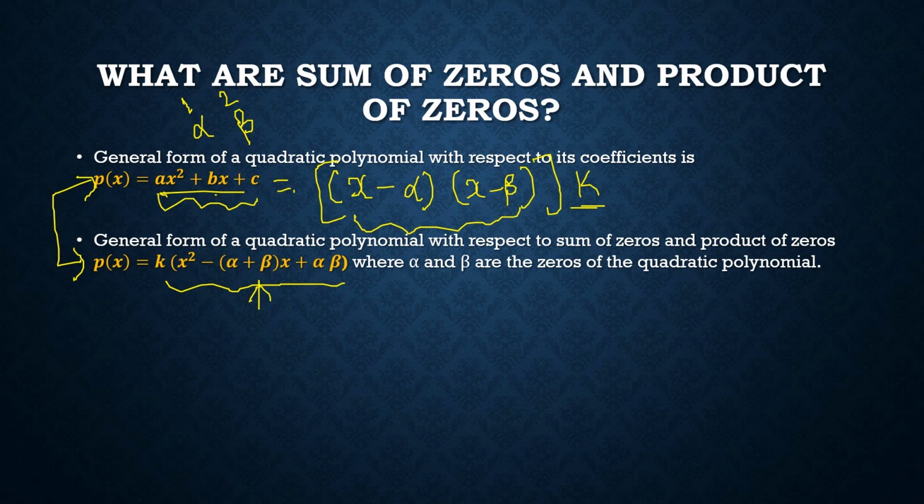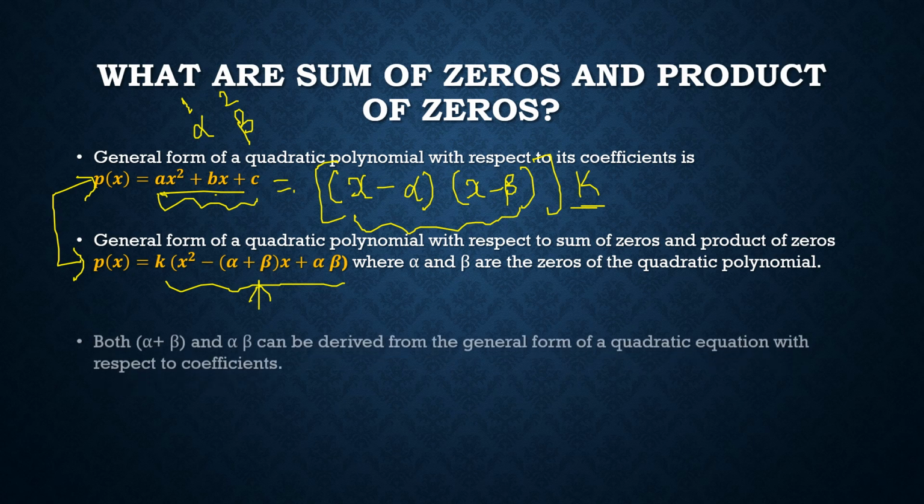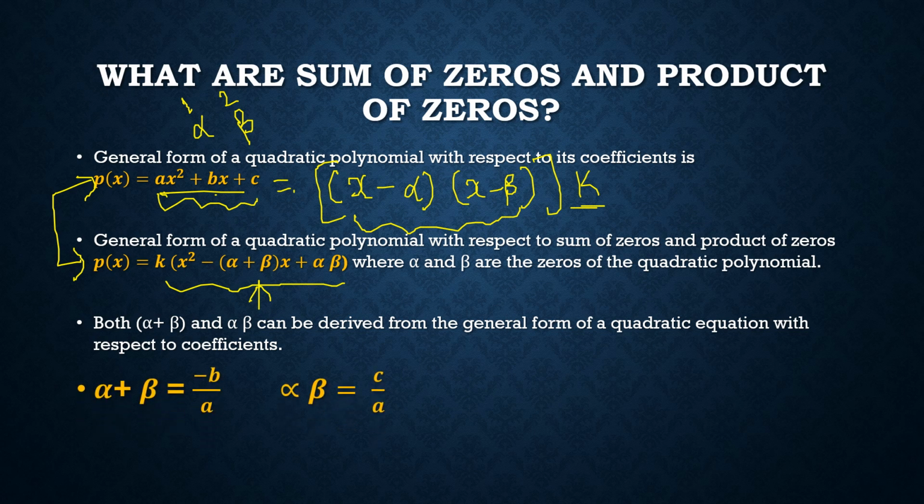So in this we have alpha plus beta and alpha beta. Then how to find alpha plus beta and alpha beta? What is alpha plus beta? It's nothing but the sum of zeros. What is alpha beta? It's nothing but the product of zeros. So this is the formula for finding the sum and product of the zeros. Sum of zeros is minus b by a. What is b? It's the coefficient of x. What is a? It's the coefficient of x square. To find the product of zeros, we use the formula c by a. What is c? It's the constant of the polynomial. What is a? It's the coefficient of x square. This is how we find the sum and the product of zeros.